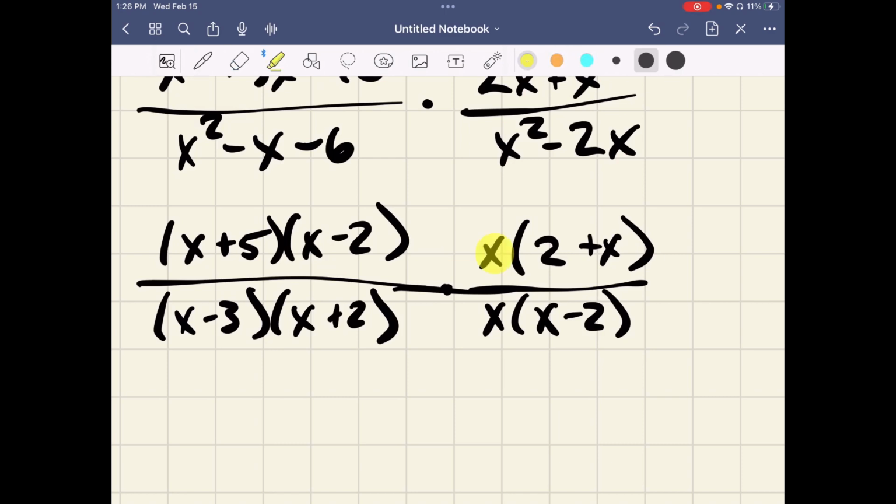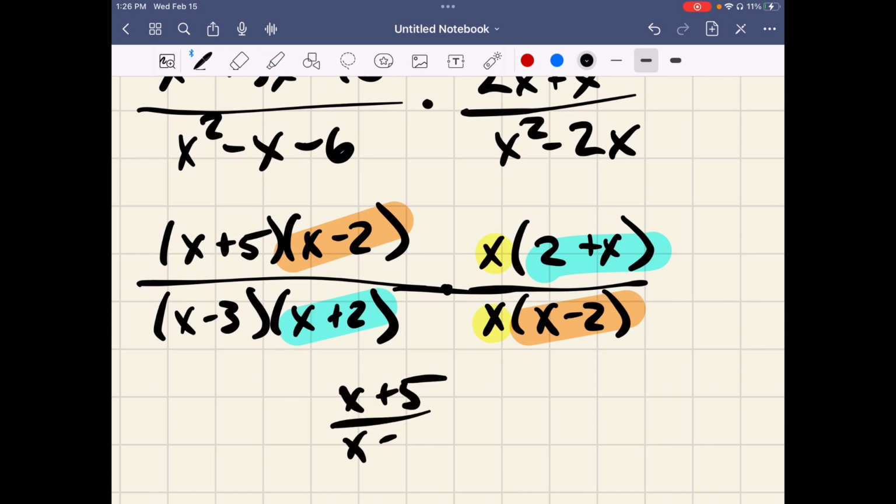So here I have x over x, which turns into a 1, more or less cancels out. I have x minus 2 and x minus 2. That also turns into 1, aka cancels out. And then I have x plus 2 and 2 plus x. But I'm going to recognize that's the same term. I just have the order switched around. But either way, those both turn into a 1 for me. And again, I'm left with x plus 5 over x minus 3.